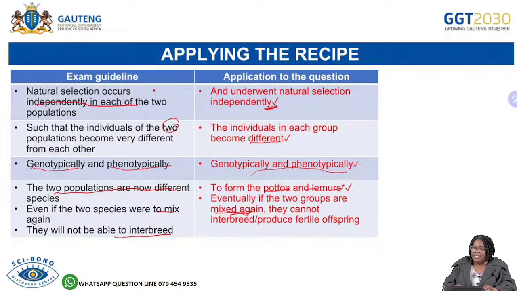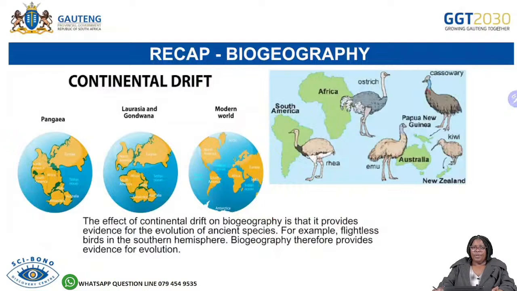They cannot interbreed. They cannot produce fertile offspring. Remember, in order for us to get fertile offspring, organisms must be of the same species, right? Those species must be the same in order to give fertile offspring, right? We are recapping.